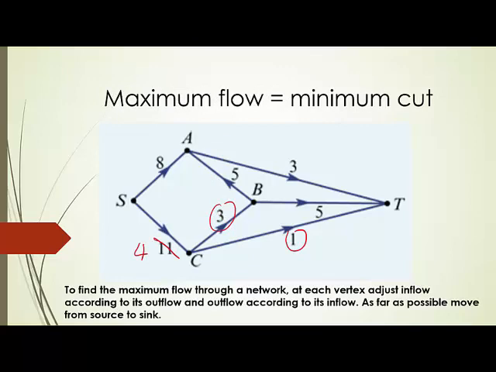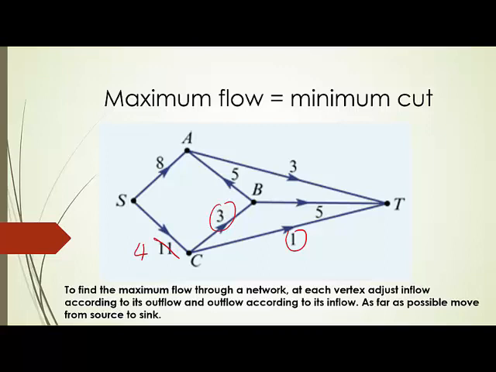Now you start more or less going from left to right and see what you can find out about the inflow and the outflow of each vertex. To find the maximum flow through a network, at each vertex adjust inflow according to its outflow and outflow according to its inflow. As far as possible, you move, generally speaking, in the direction of source to sink, but you might have to go back and change numbers more than once.